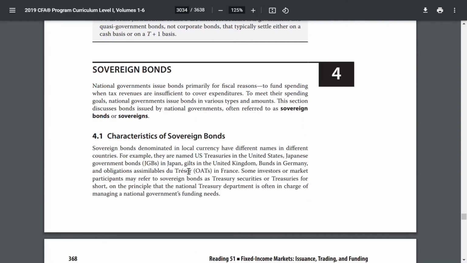Sovereign bonds. National governments issue bonds primarily for fiscal reasons, to fund spending when tax revenues are insufficient to cover expenditures. To meet their spending goals, national governments issue bonds of various types and amounts. This section discusses bonds issued by national governments, often referred to as sovereign bonds or sovereigns. Characteristics of sovereign bonds. Sovereign bonds denominated in local currency have different names in different countries. These are just examples of different names in different countries.